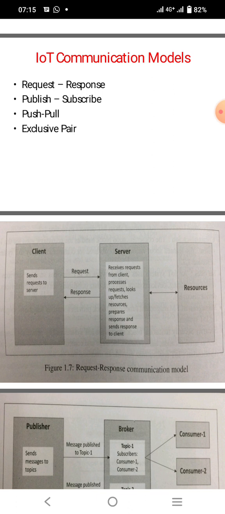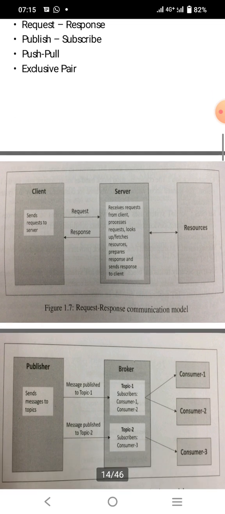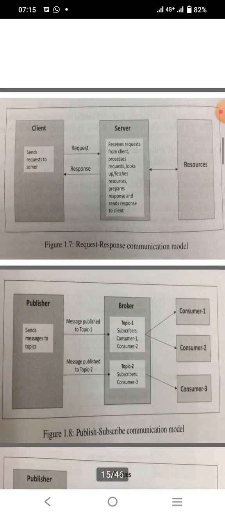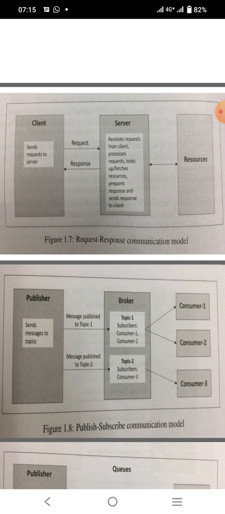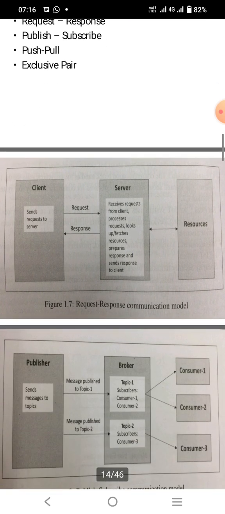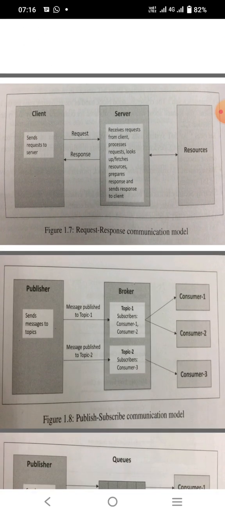This is one of the communication models in the Internet of Things. And the second diagram representation is the publish and subscribe communication model. This is another important diagram representation of the IoT communication models. In this diagram representation, there are a publisher, a broker, and consumer 1, consumer 2, consumer 3.